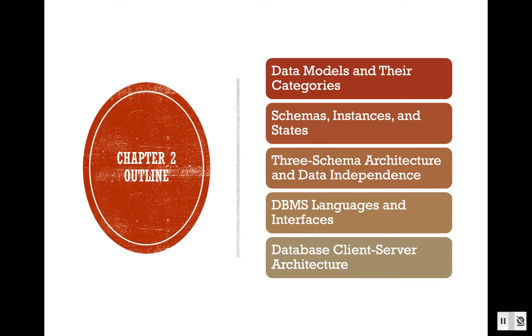In this chapter we are going to see data models, their categories, database schema, instance and database state. We will see three-schema architecture and data independence, DBMS language and interface, and database client-server architecture. In client-server architecture we will see different types of architecture of database.